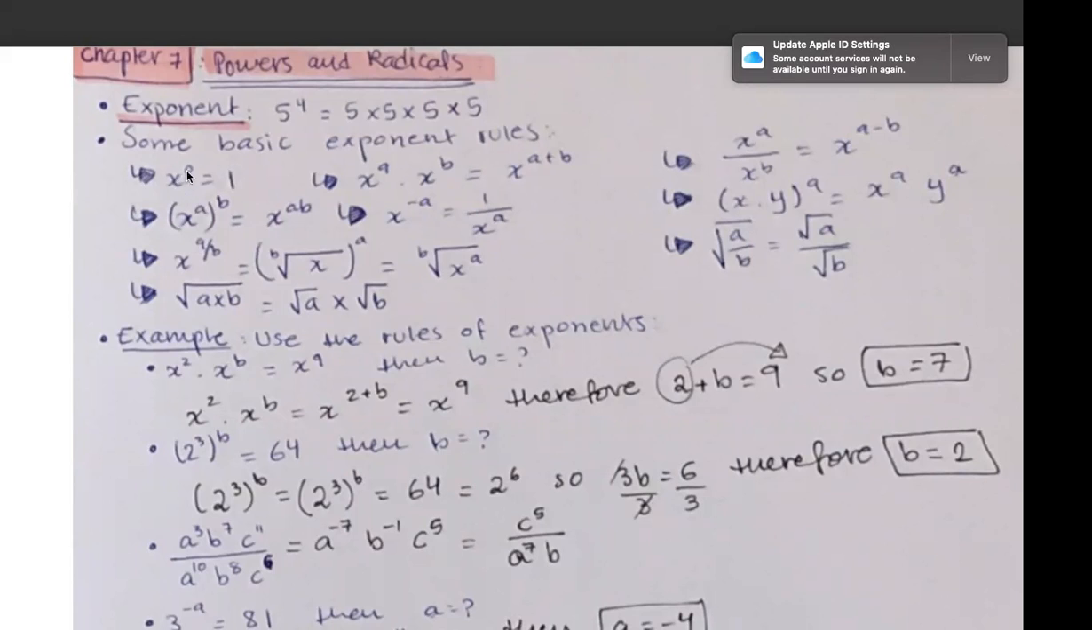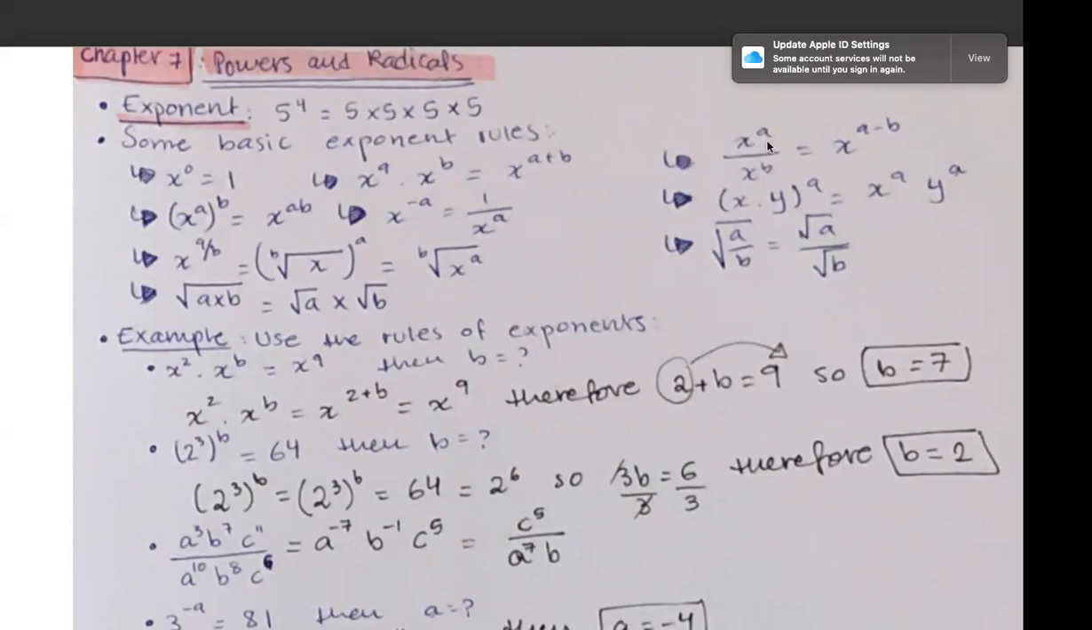So x to the power of 0 always equals 1. And then you have the second one, x to the power of a multiplied by x to the power of b equals x to the power of a plus b. And this is only the case when both x's are the same, obviously. And then if x to the power of a is divided by x to the power of b, it equals x to the power of a minus b.